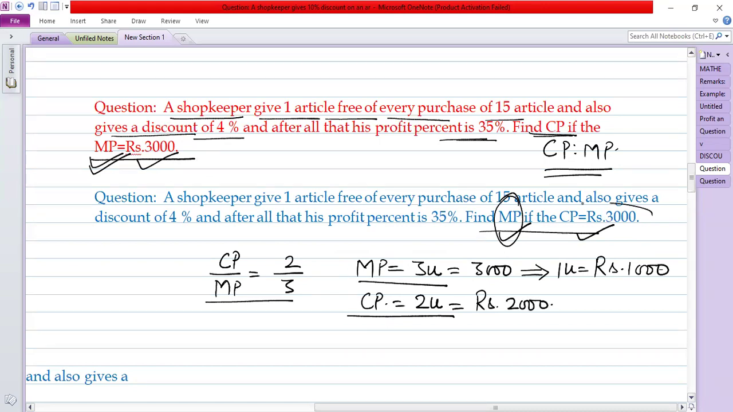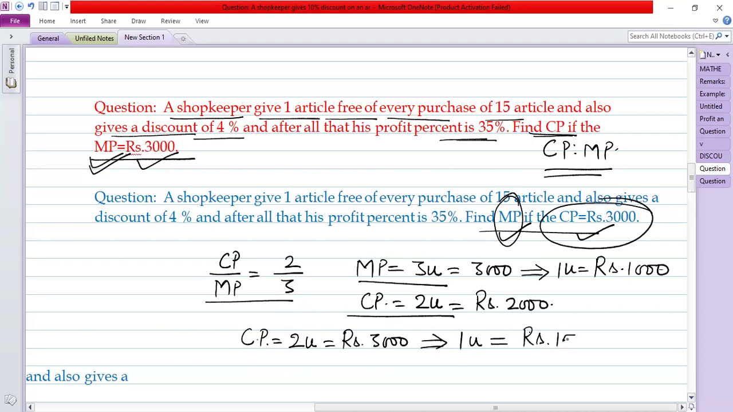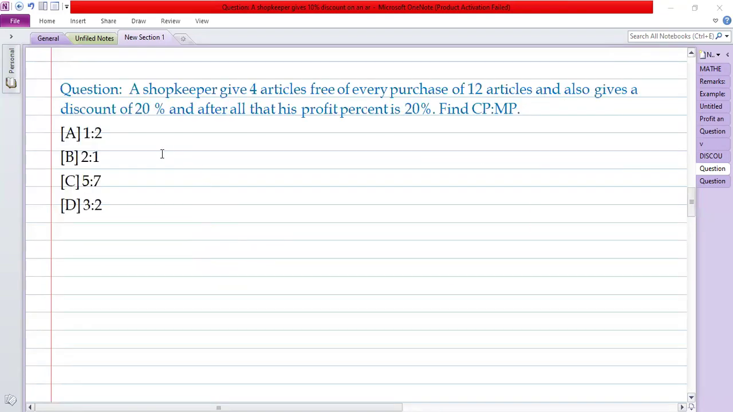Okay. Now, if I talk about this question, then here obviously 2 unit means this cost price, which is 2 unit, is now rupees 3,000. Okay. And obviously here, what will be the 1 unit? It will be nothing but rupees 1,500. And if it is rupees 1,500, then what will be the marked price? That will be 3 unit, and that will be nothing but rupees 4,500. Okay. So under the same type, even these questions are also available. So this is one more question on the previous type.